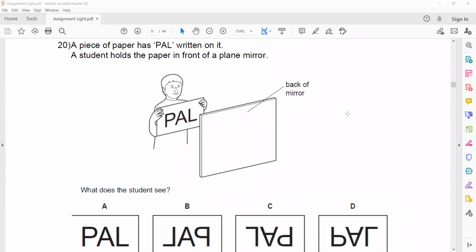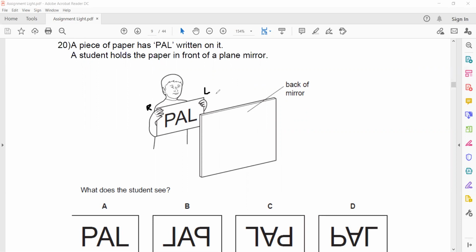A piece of paper has PAL written on it. A student holds the paper in front of the plane mirror. What does the student see? B. Side by side, so it is laterally inverted. Yesterday I told you the left appears right, like this is the right hand of the student and this is the left hand. But for the image, the left appears to be right.